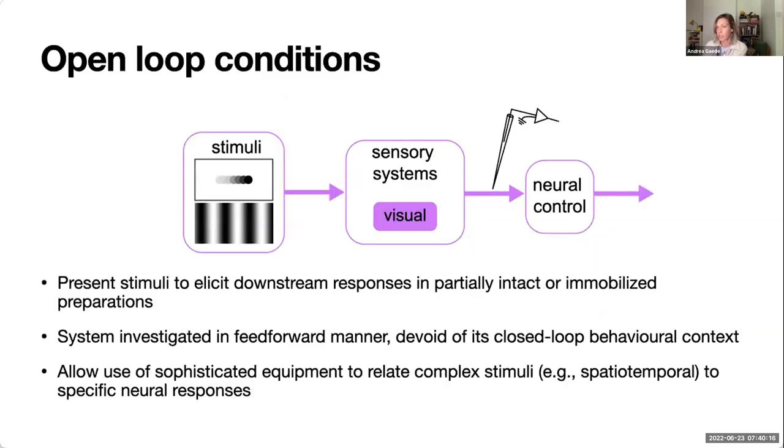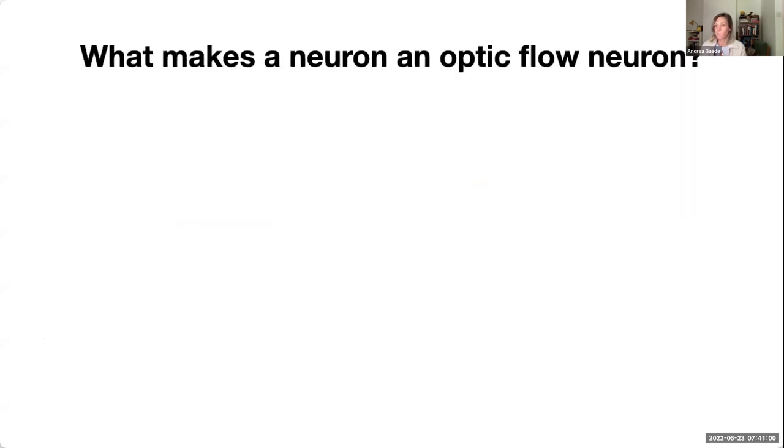However, historically, like Noah mentioned, and this is true for the data that I'll show today, systems neuroscience studies have used open loop conditions. So stimuli presented to elicit downstream responses in partially intact or immobilized preps. The system is investigated in this feedforward manner that's devoid of the closed loop behavioral context of the system. One reason for doing this is that there's a clear benefit of using sophisticated equipment that allows you to relate complex stimuli to very specific neural responses. And I'll talk about some of that kind of data next. So what makes a neuron an optic flow neuron?